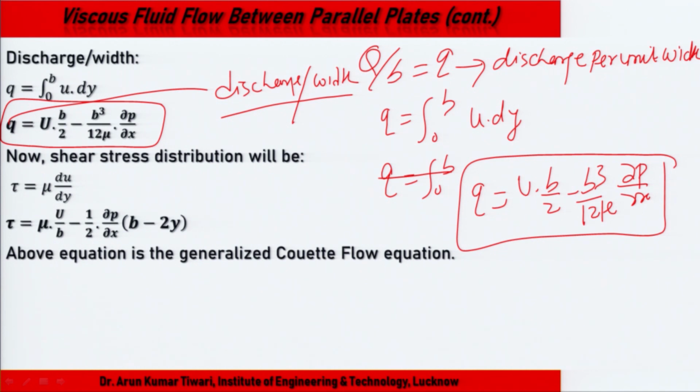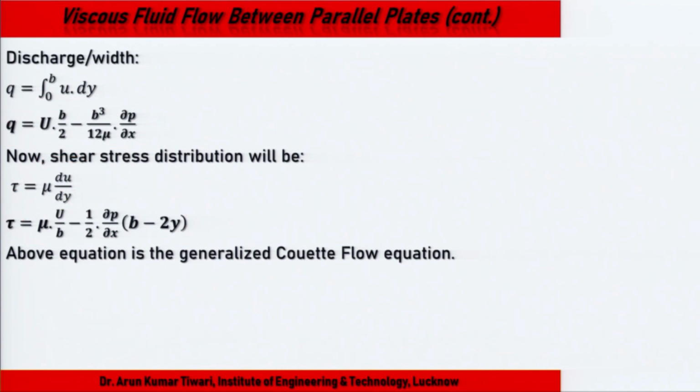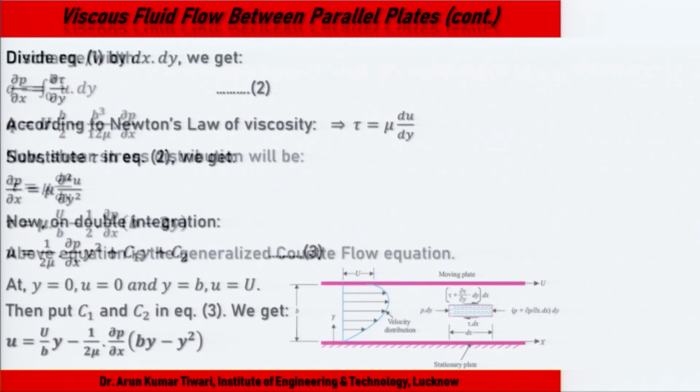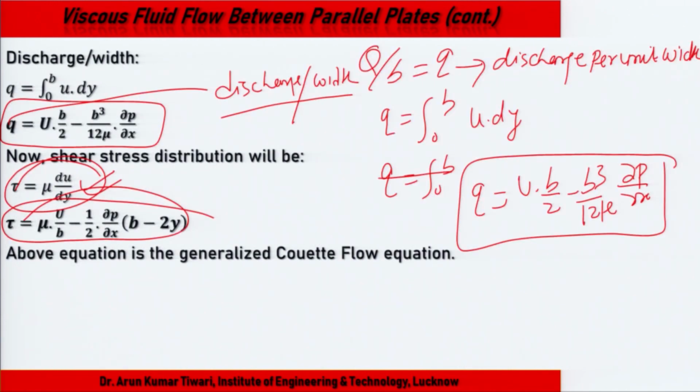And what about shear distribution? If we differentiate velocity with respect to y, du upon dy, you get this expression. What is the velocity? This one is the velocity. If we differentiate this u, du upon dy, we get this.